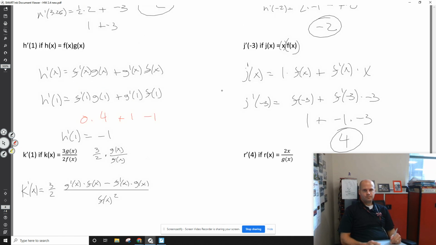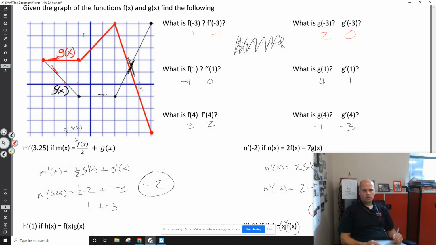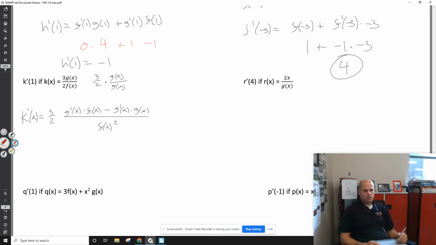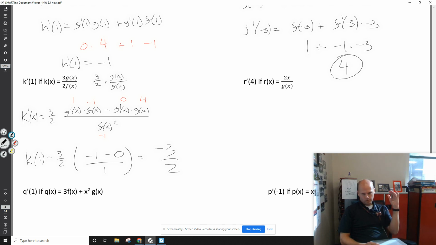At 1: -1, 0, 4, 1. Okay. Not bad. 3/2 times -1 minus 0 over 1. That's -3/2. It helps when some of these slopes are zeros when we're finding the values.